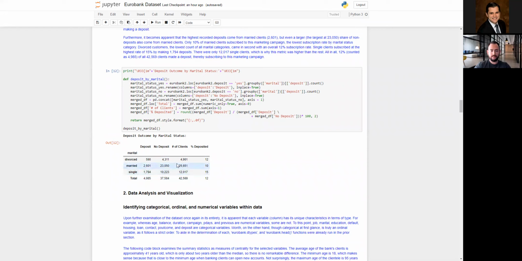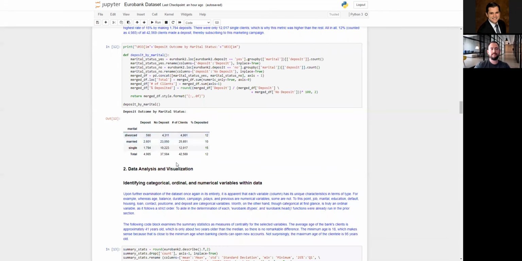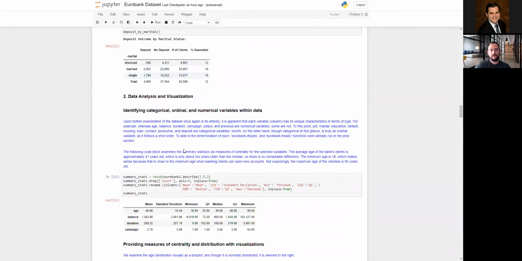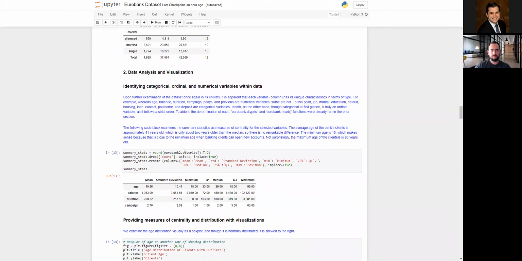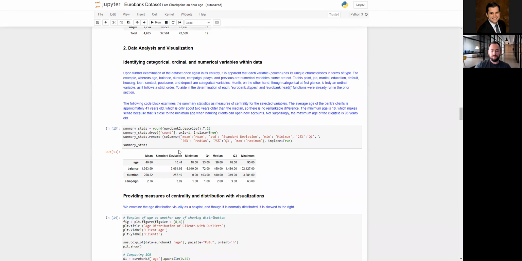So again, this all depends on the size of the respective aggregate or category. So again, we don't have any actionable insights yet. We're just noticing some patterns. And moving on to the next portion where we're going to analyze and visualize this data, we'll see the following.